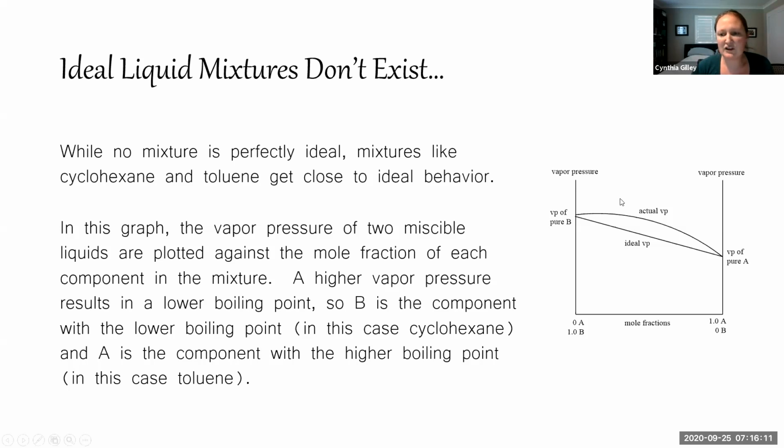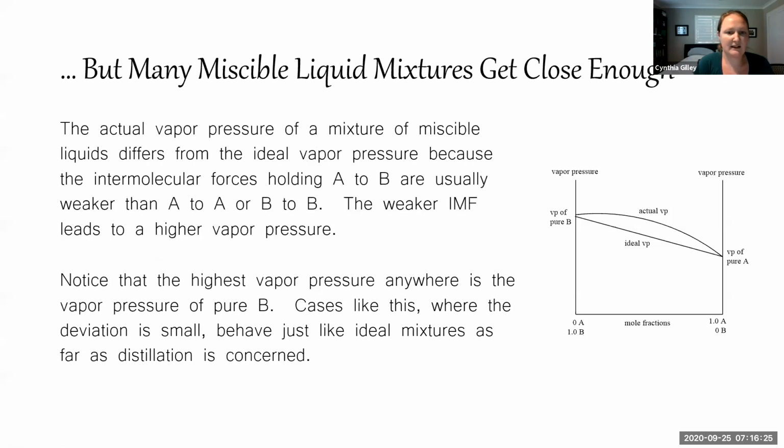But look at the actual vapor pressure, right? The actual vapor pressure is different from the ideal vapor pressure, and instead can be drawn with a curve between A and B. We're going to explore that a little bit right now. So the actual vapor pressure of a mixture of miscible liquids differs from the ideal vapor pressure because the intermolecular forces holding A and B are usually weaker than A to A or B to B. The weaker intermolecular forces lead to a higher vapor pressure.